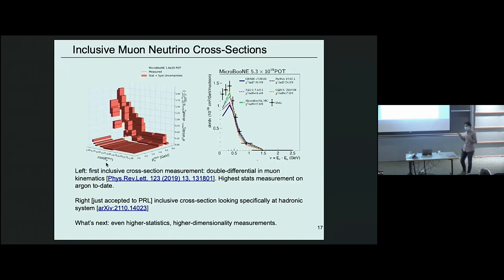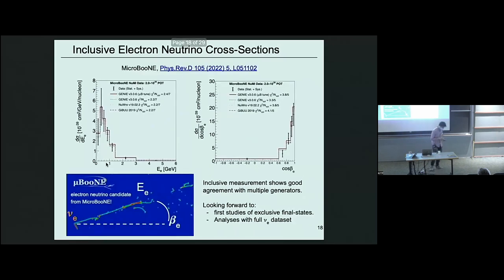It starts looking on the inclusive channel at the hadronic system for inclusive muon neutrino interactions. What we're moving towards is looking at higher statistics measurements. Again, this is 10% of our data. This is like 3% of our data. And using that to go to even higher dimensionalities, such as eventually three-dimensional measurements of the cross-section. To first order, we see that on inclusive measurements we see areas where the models maybe are not doing so great, but overall the picture is not too dire. But I'll comment more on that when we look at the exclusive channels.